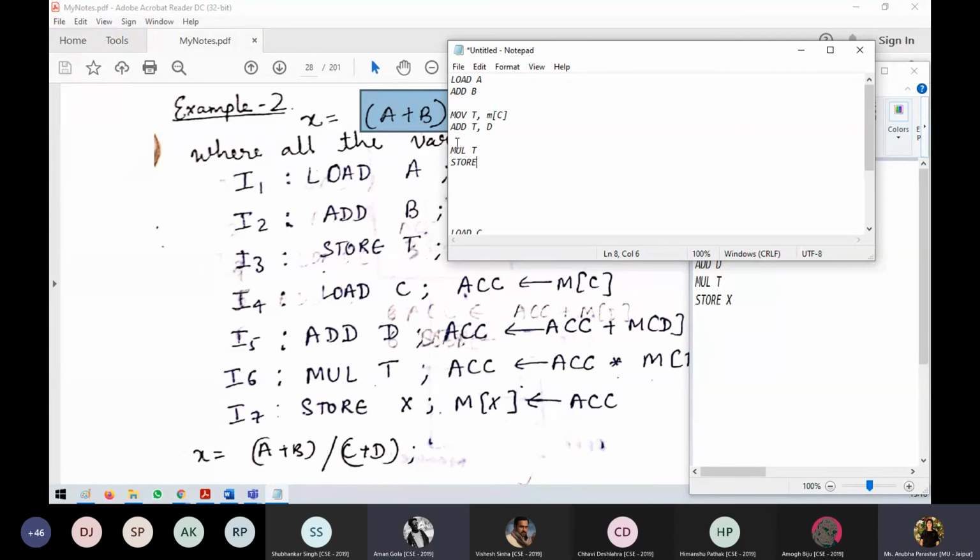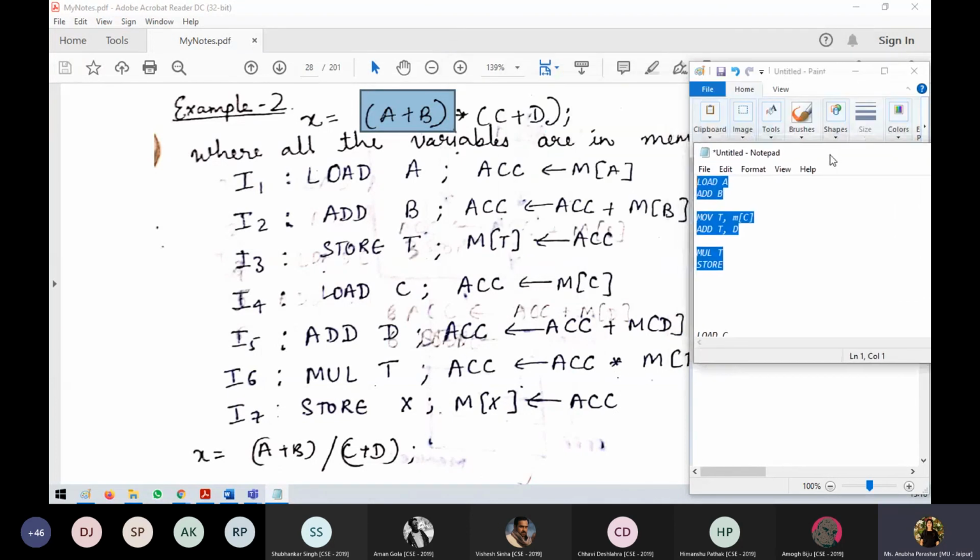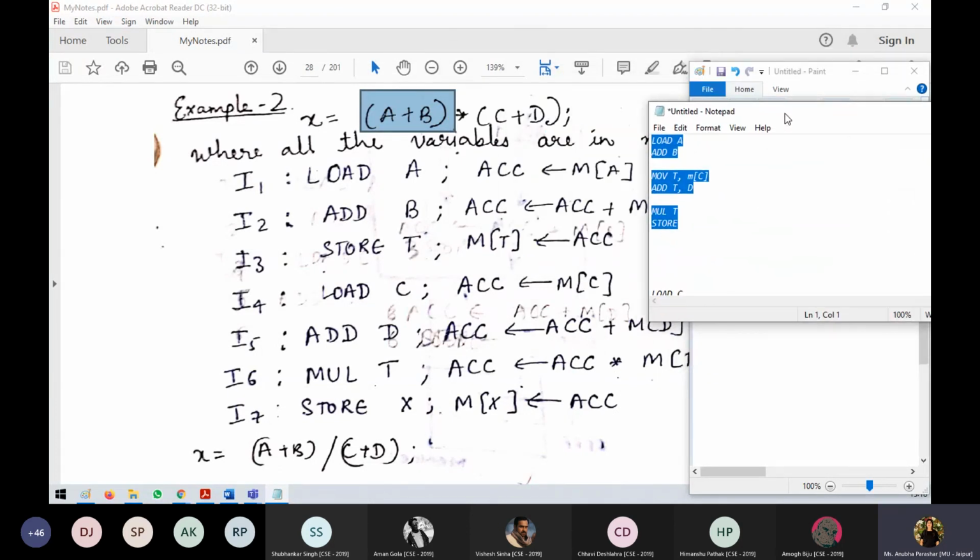So it can be done in 6 instructions, ma'am? Yes, so you were saying this. Okay, good. Yes, it can be done in 6 instructions. So either you go with this part, 1 2 3 4 5 6, or you go with 1 2 3 4 5 6 7. But for that you have to use this command. Thank you, ma'am.